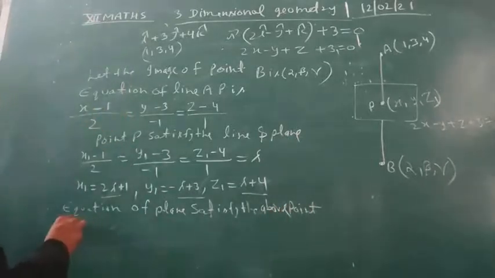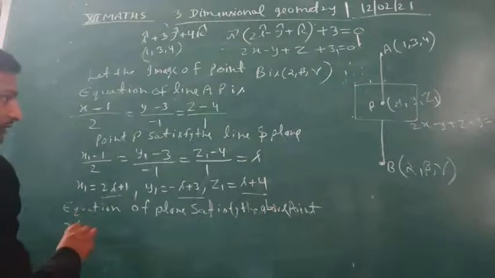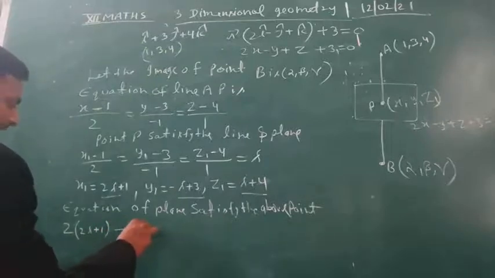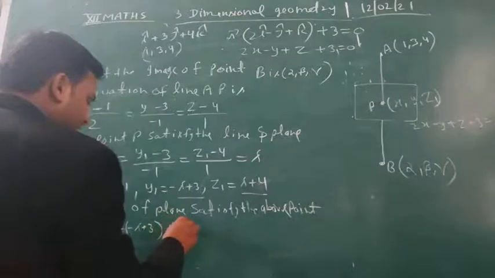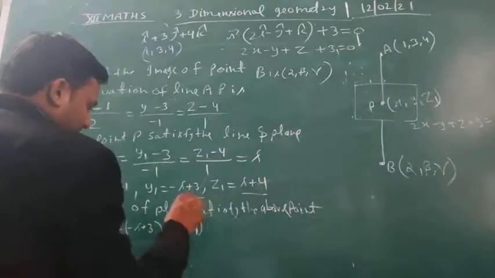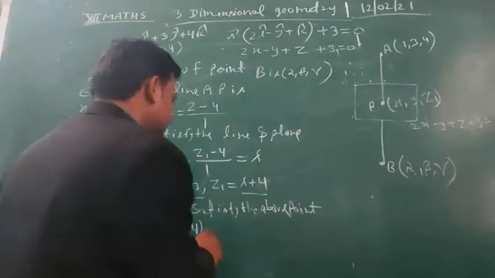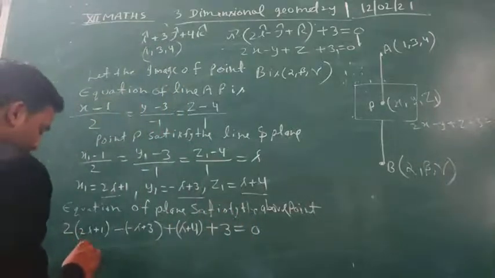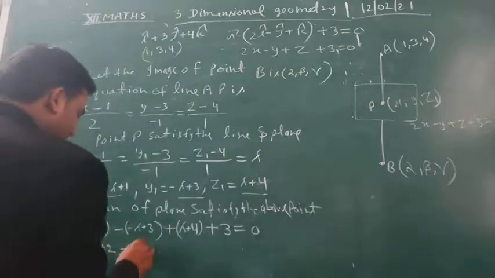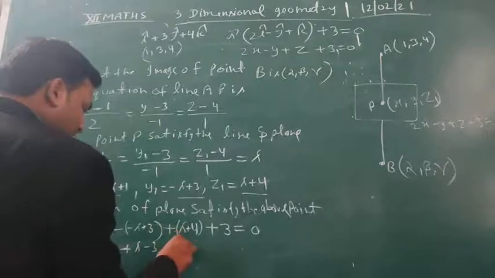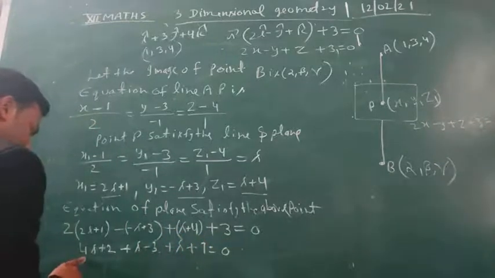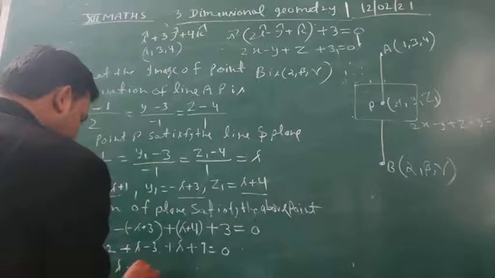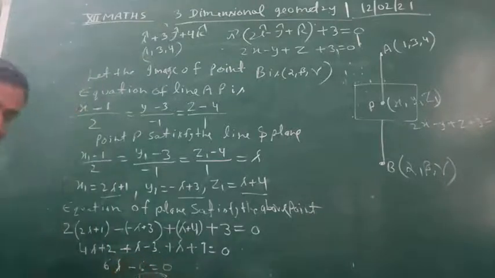So students, we write 2 lambda plus 1 minus lambda plus 3 plus lambda plus 4 plus 3 is equal to 0. 4 lambda plus 2 plus lambda minus 3 plus lambda plus 7 is, so lambda, 4 lambda and 2 lambda, 6 lambda, and students 7 and 2, 9 minus 3, 6. So students, we are getting our lambda is equal to 1.